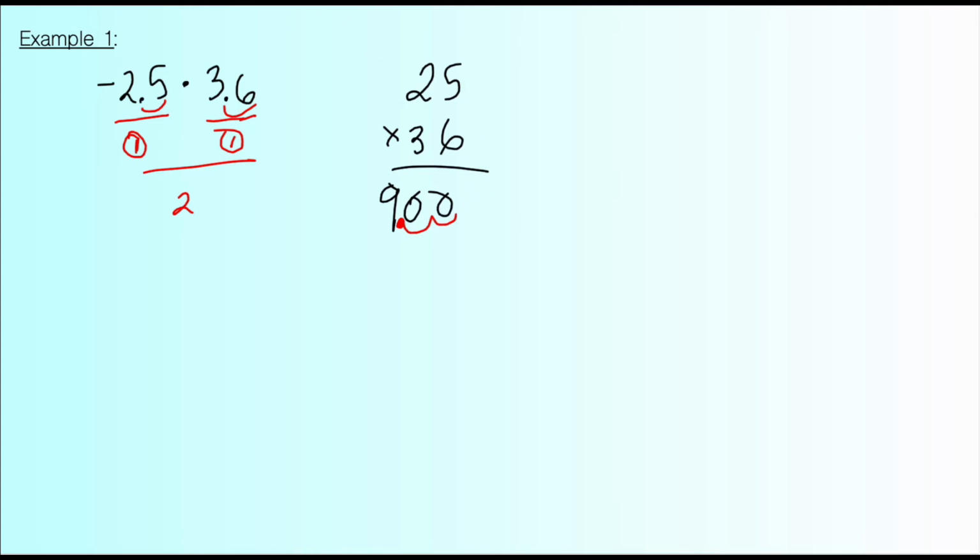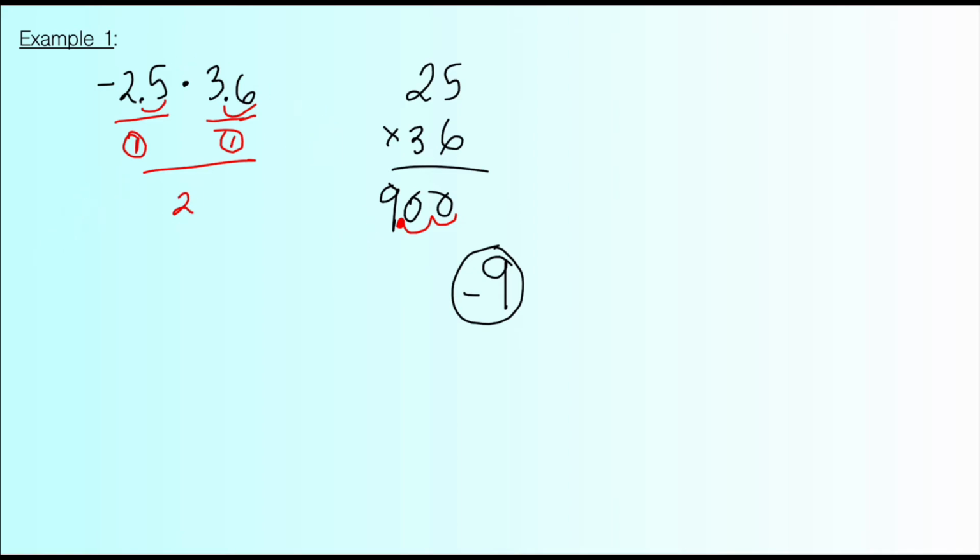So the final answer to this number is 9, not 900. And since I have a negative times a positive, my final answer is negative. So 2.5 times 3 6/10 is equal to negative 9. Also, if we rounded, this is about 3, and this is around 3. 3 times 3 is 9, so our answer is definitely reasonable.